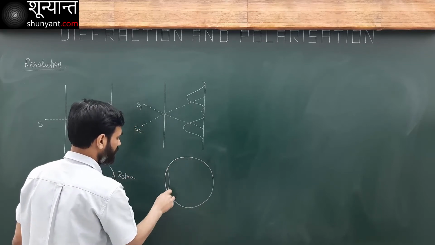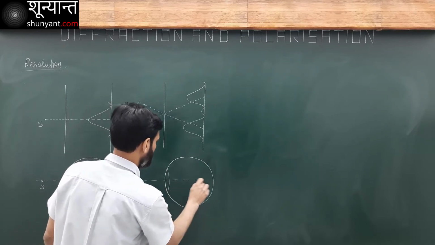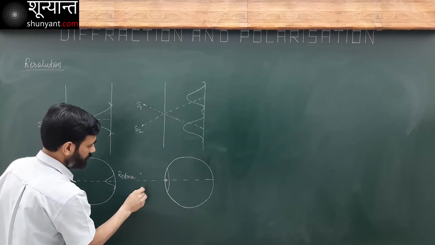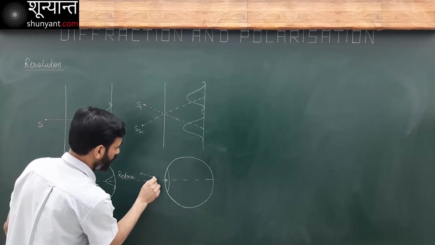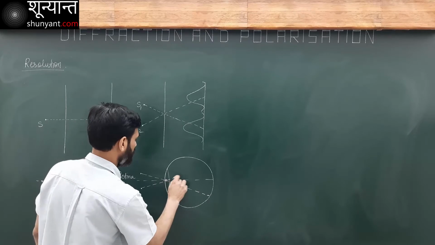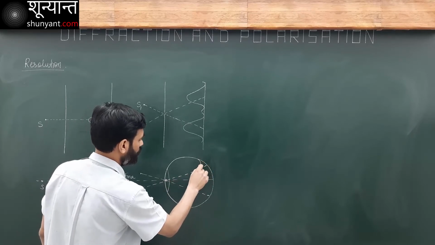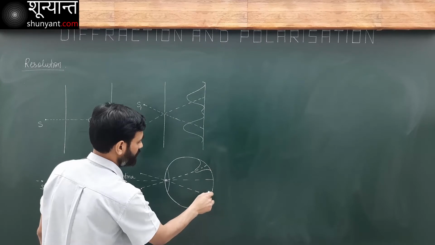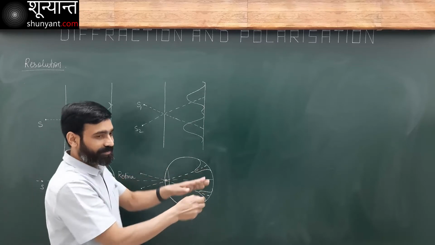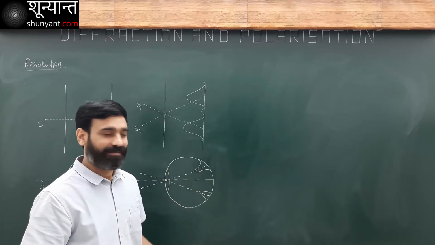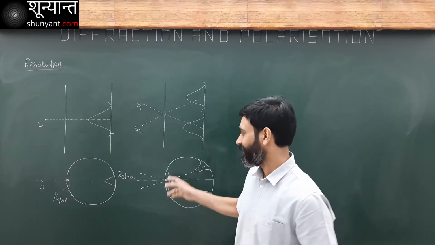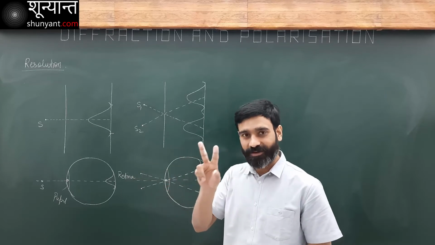So this is my eye. Light enters through a very small opening here, and I have these two points. Corresponding to these two points, the diffraction patterns will form here on the retina. This is one diffraction pattern, and this is the other. Now, if these two diffraction patterns are well separated, then I can see them as two different objects. Then I will see these two points as two different points.